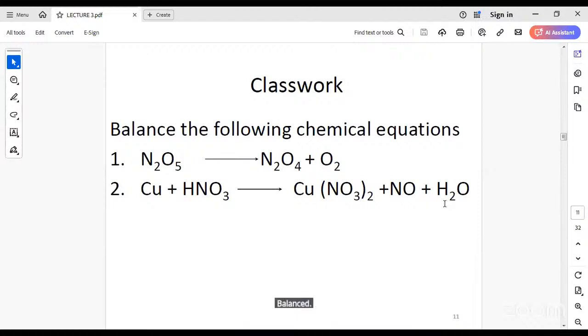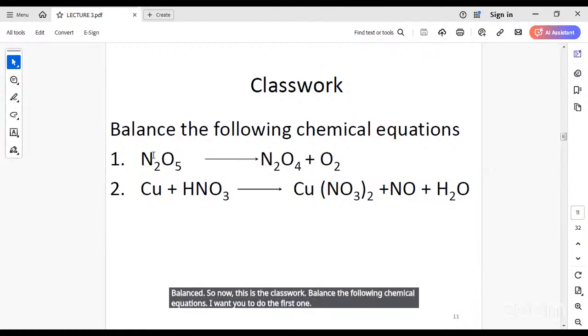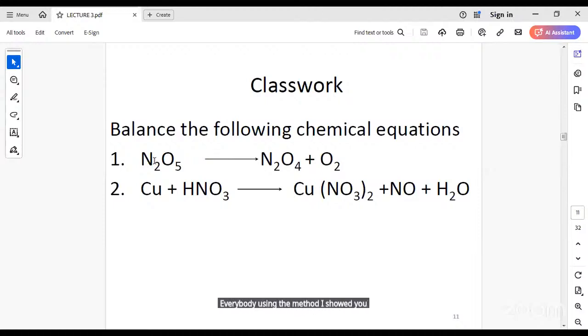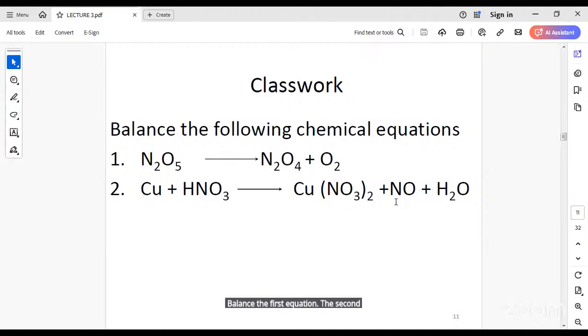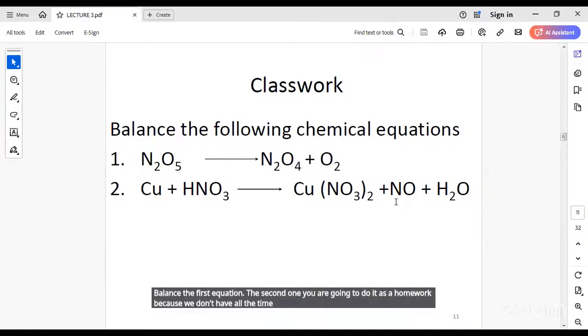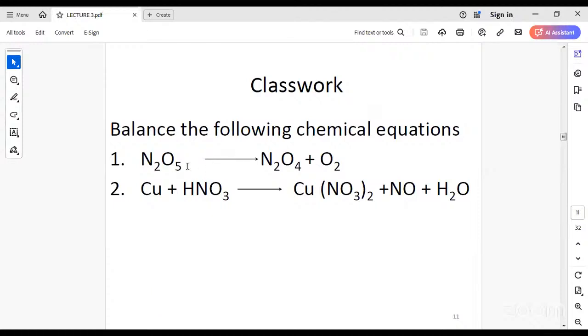So now, this is the classwork. Balance the following chemical equations. I want you to do the first one, everybody, using the method I showed you. So here, nitrogen is 2, oxygen is 5 as the reactant. As the product, nitrogen is 2, oxygen is 6. That is 4 plus 2, 6. So can we balance this equation? I give you just 2 minutes. Balance the first equation. The second one, you are going to do as homework because we don't have all the time today. So I'm waiting. Balance the equation. Put it in the chat. Balance just the first one. Balance this chemical equation.